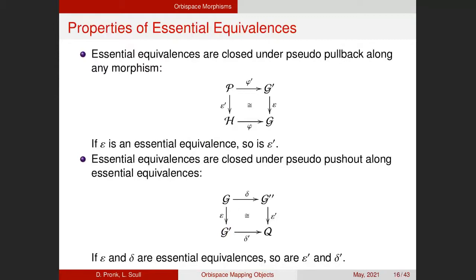Okay, so my essential equivalences are going to become my equivalences. I want to study a little bit more about what we know about them. Turns out they are closed under taking pseudo pullbacks along arbitrary maps. So if this is an essential equivalence, epsilon prime will be too, if this is the pseudo pullback.